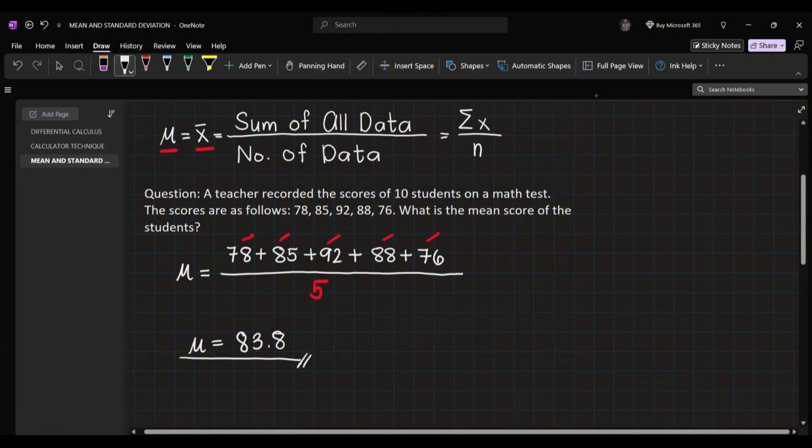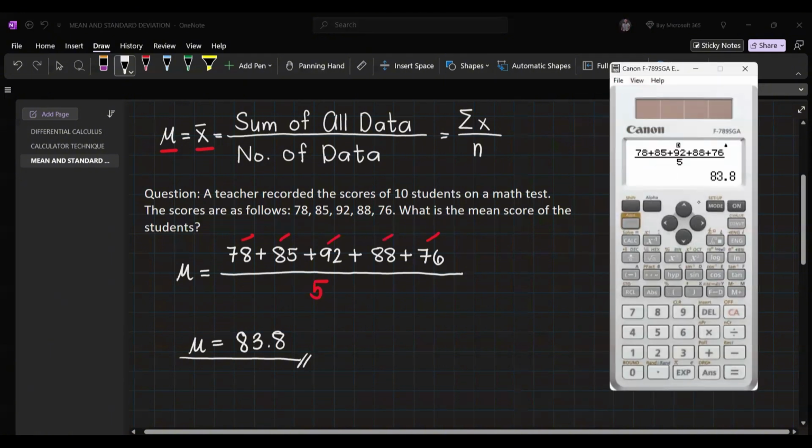So paano naman siya sa ating calculator technique? So simply, sundan nyo ako. Mode 3 for stat. And then, select natin si 1, yung SD. So ilalagay lang natin lahat yung data natin. 78, 85, 92, 88, and 76. Then, press natin si CA.